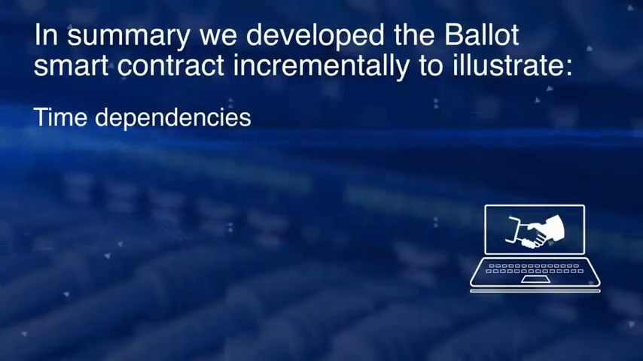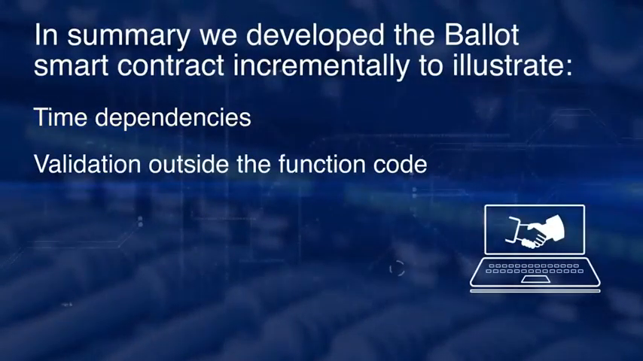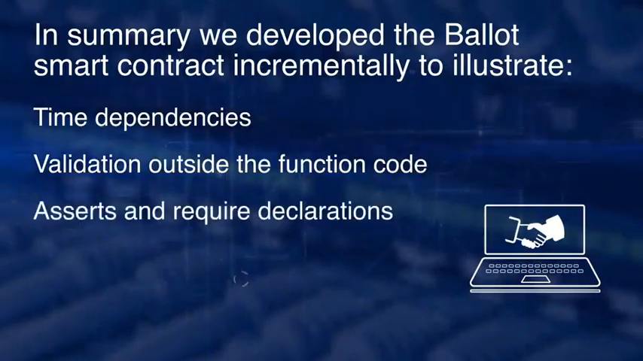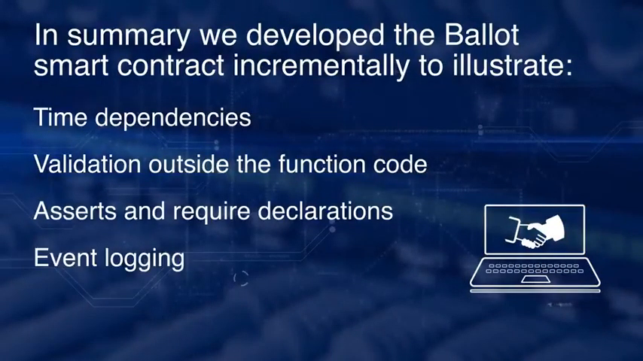Let's now review the entire smart contract with all these features added. In summary, we have developed the ballot smart contract incrementally to illustrate various features, including time dependencies, validation outside the function code before accessing the function using access modifiers, asserts and require declarations, and event logging.